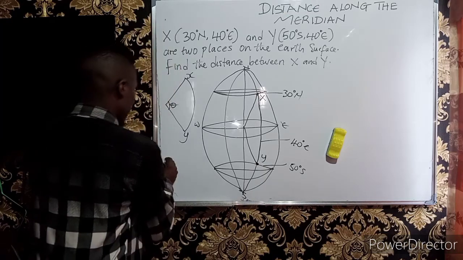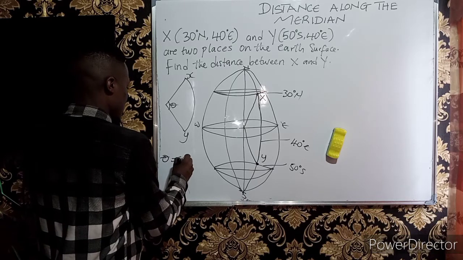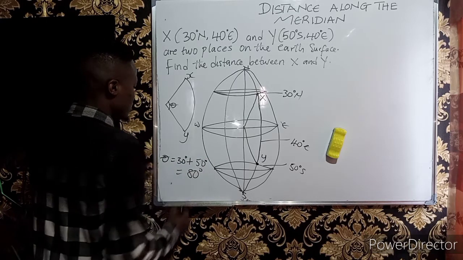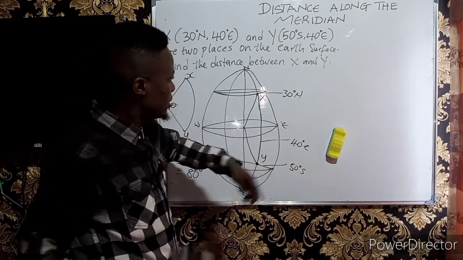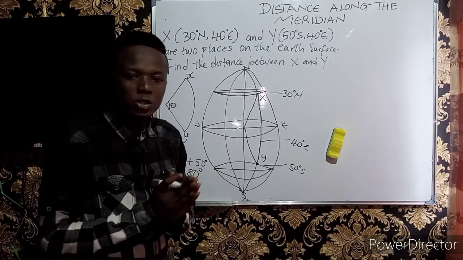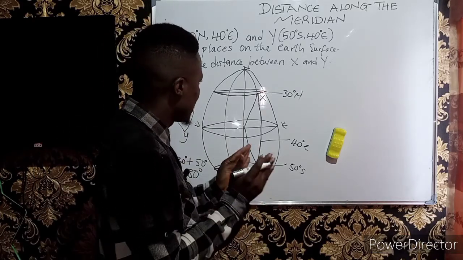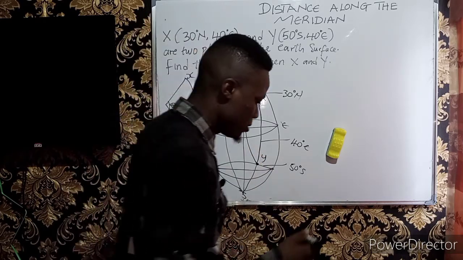Therefore our theta will now be 30 degrees plus 50 degrees, which will give us 80 degrees. This is our theta, the 30 plus 50. Okay, they're on different points. Assuming it is not north or south, we've got to subtract. But once they are on different points, you see that the angle will enlarge. Okay, that's why we are adding.